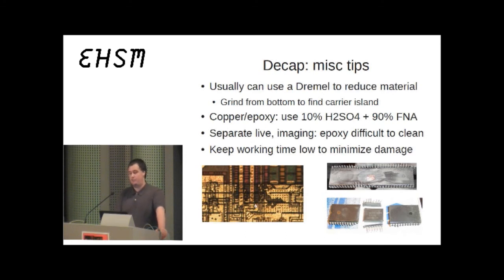And this is an example of what happened when a chip was in sulfuric too long. You can see that this whole area was supposed to be covered in aluminum, which is what this is right here, one of the metals commonly used in chips, and you can see it kind of seeped over.